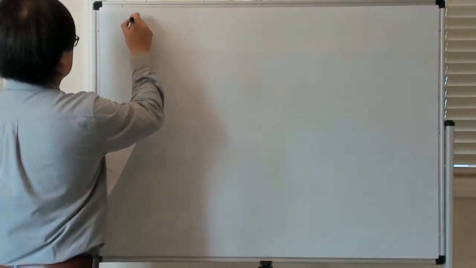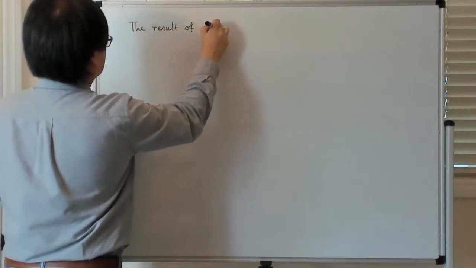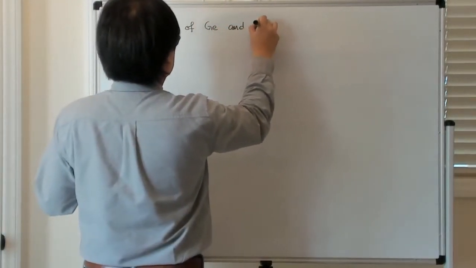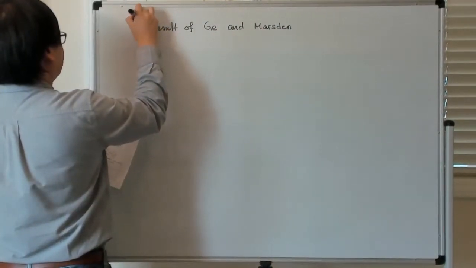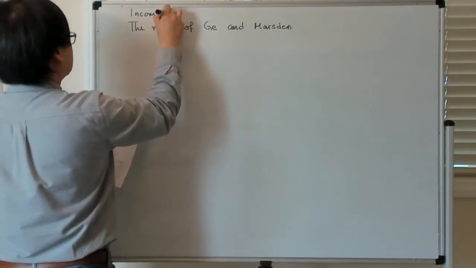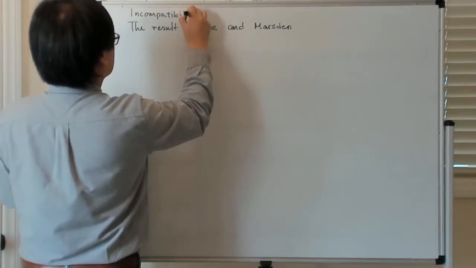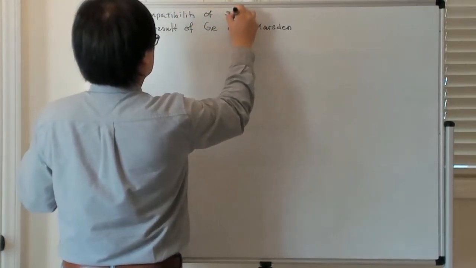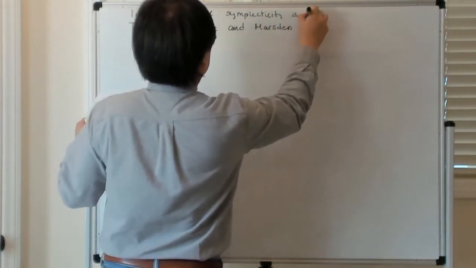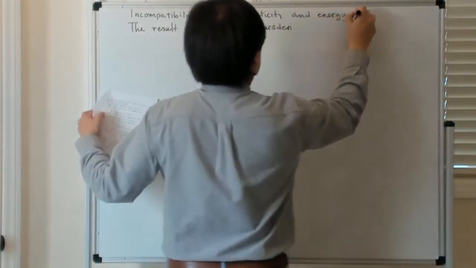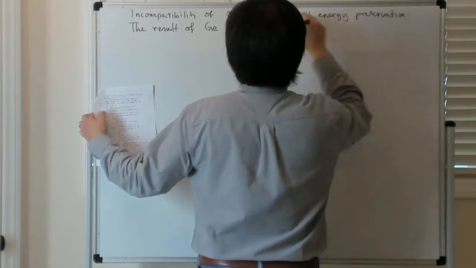So the result of Gurr and Marsden, so basically an incompatibility of symplecticity and energy preservation for fixed time step methods. Okay.